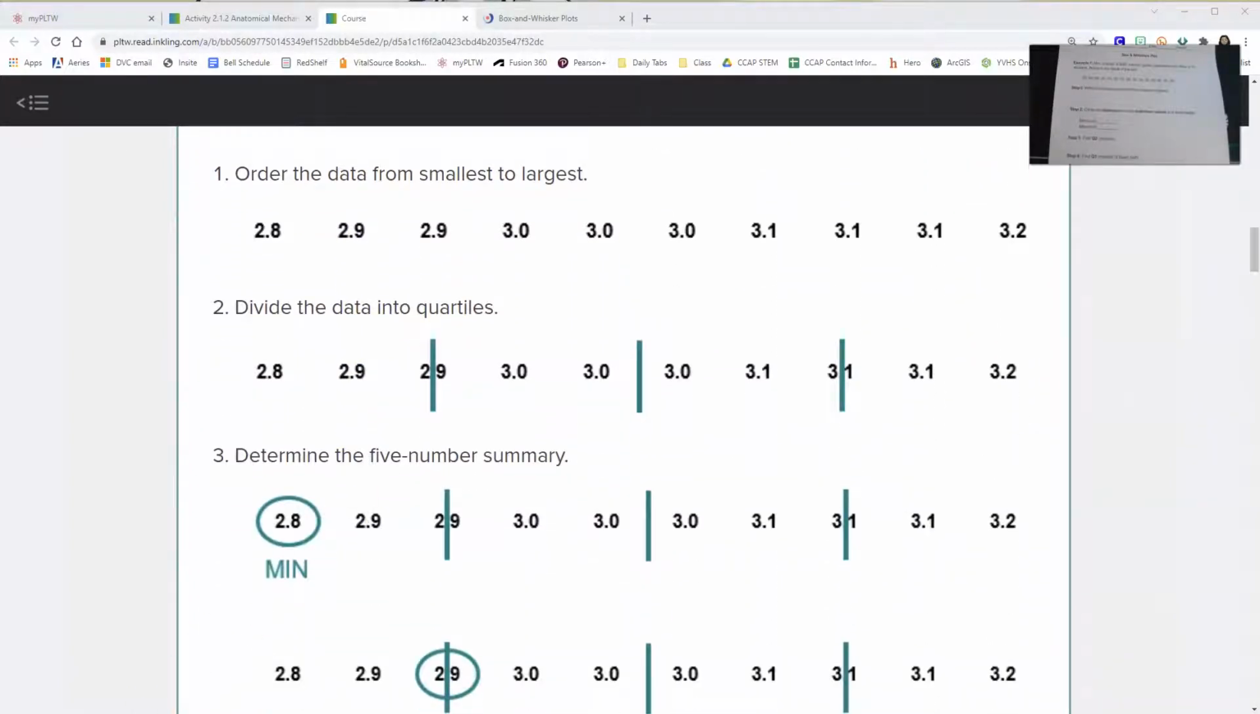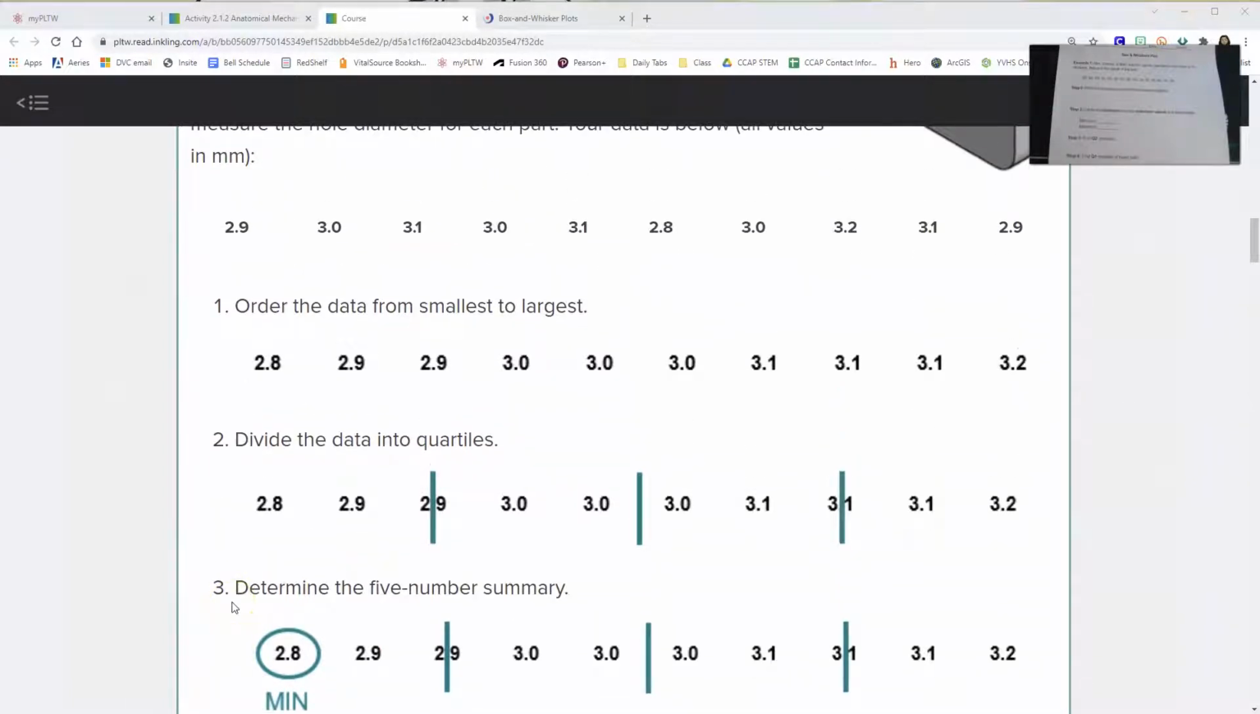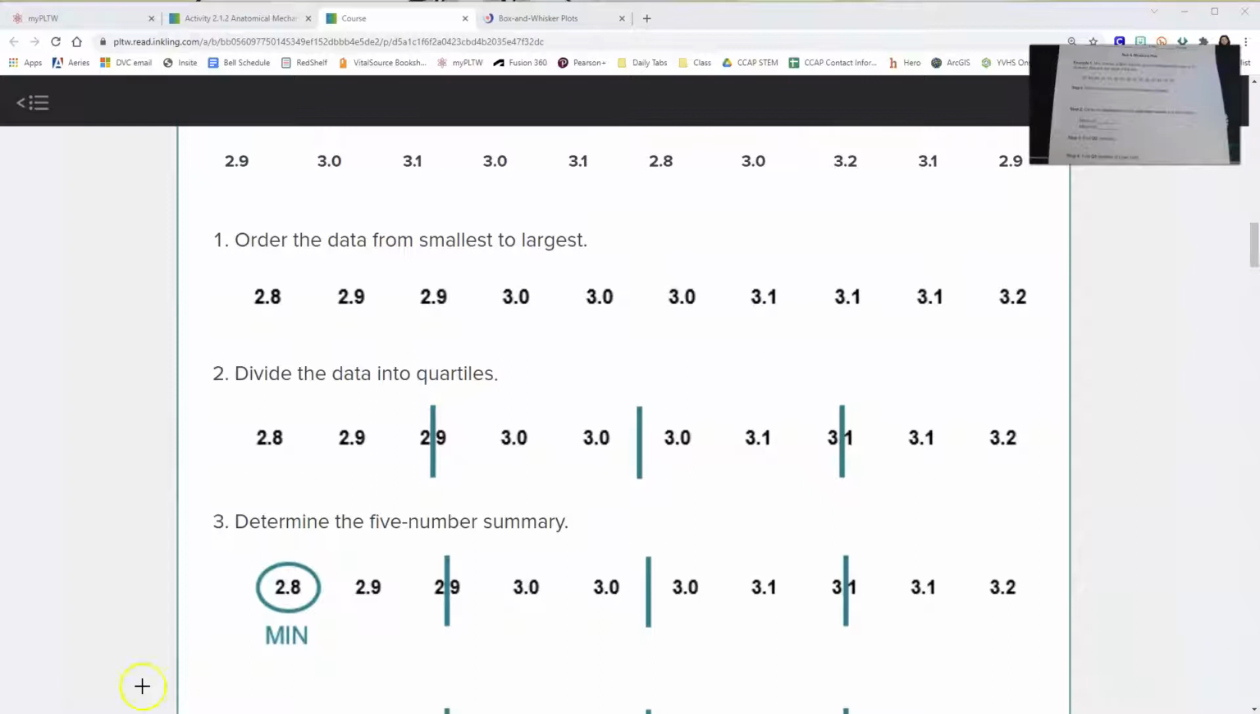So to process those numbers, what you need to do is order those numbers from smallest to the largest number. And that's the reason why we have 2.8 as the first number here, because that's the lowest number. And then you just go ahead and take a look at all the other numbers. So 2.9 is here, 2.9 is also here, and then there's 1, 2, 3 threes. And that's the reason why we have 3, 3, and 3.